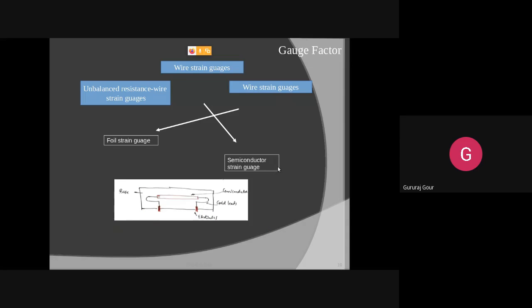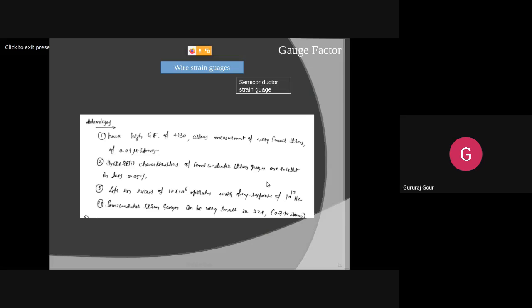Another one is the semiconductor type strain gauge, which is famous for higher gauge factors, up to 130 you can use, and allows the measurement of very small strains up to 0.01 micrometer.